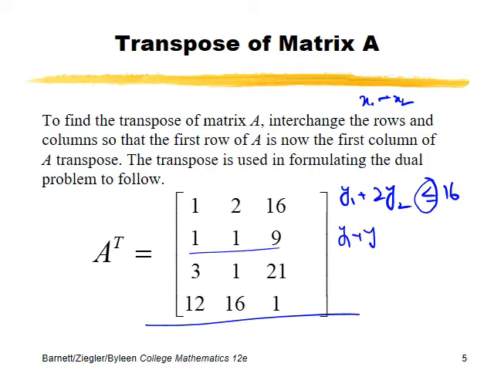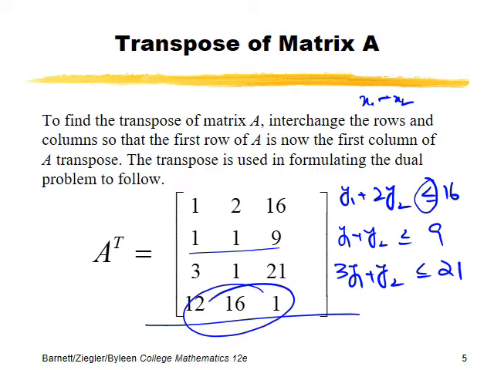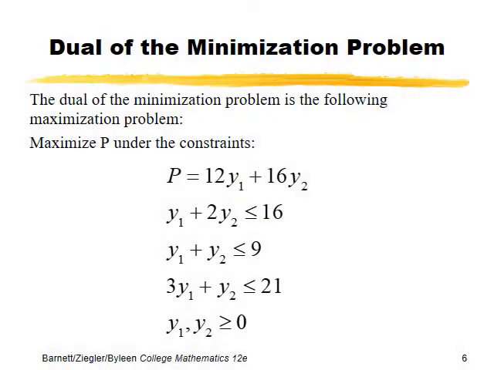Similarly, this one, y1 y2 less than 9, 3 y1 y2 less than 21, and this would be your profit function. Likewise, you can write profit equals 12 y1 plus 16 y2. Before, it was a cost function, but now it is a profit function. So you can see that now this is your standard maximization problem. These are your constraints, and this is your objective function which we want to maximize.